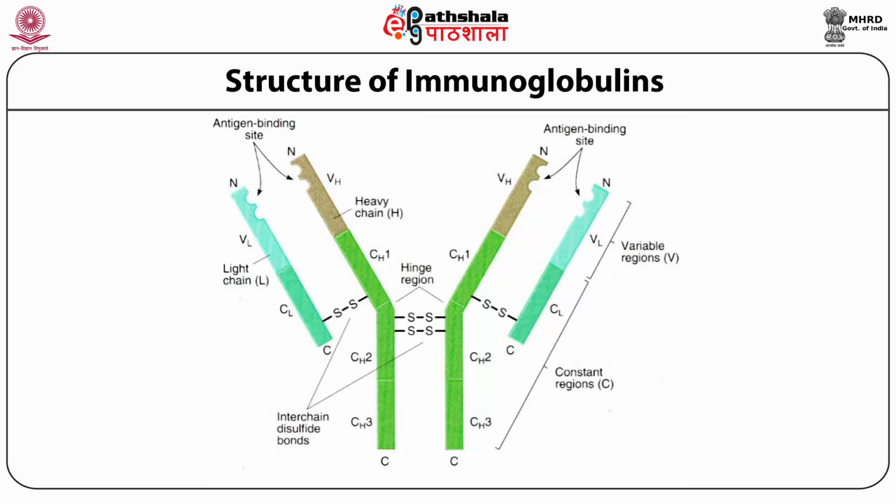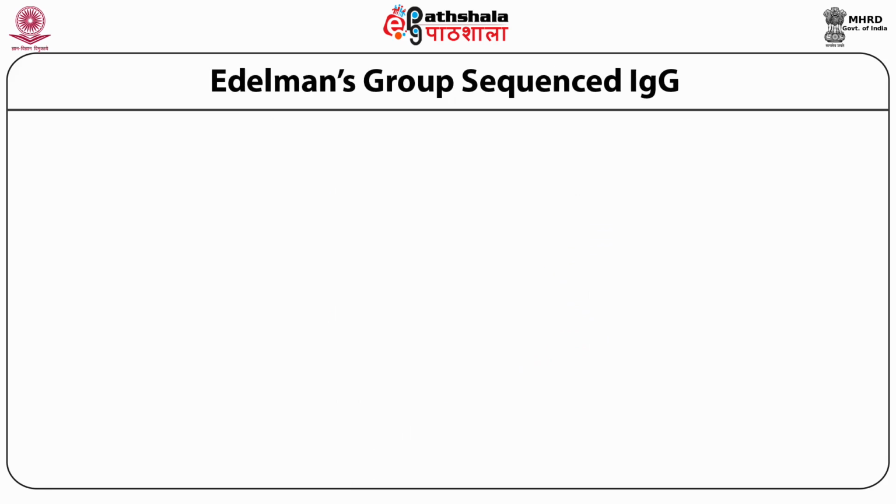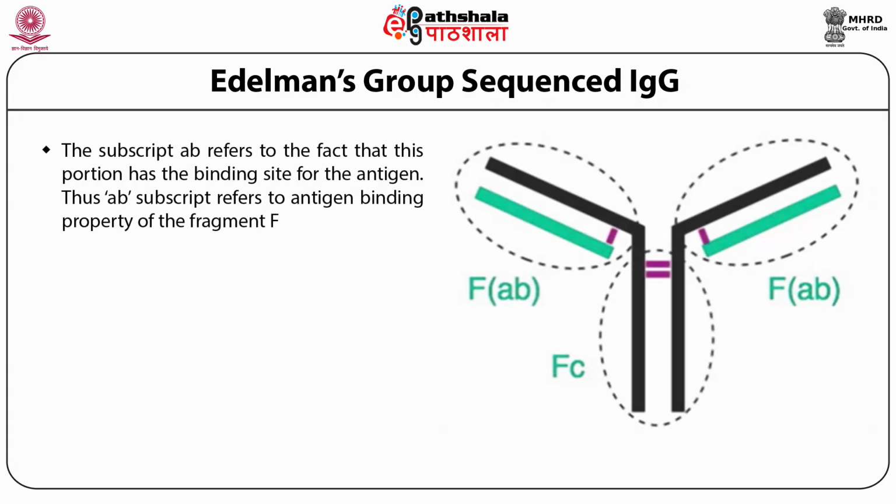The IgG molecule consists of 2 symmetrical units joined by 1 interchain disulfide bridge. The N-terminal half of the H chain and all of the L chain are also connected with an interchain disulfide bridge. This part of the molecule is called the Fab fragment. The subscript ab refers to the fact that this portion has the binding site for the antigen. Thus, ab refers to the antigen binding property of the fragment.